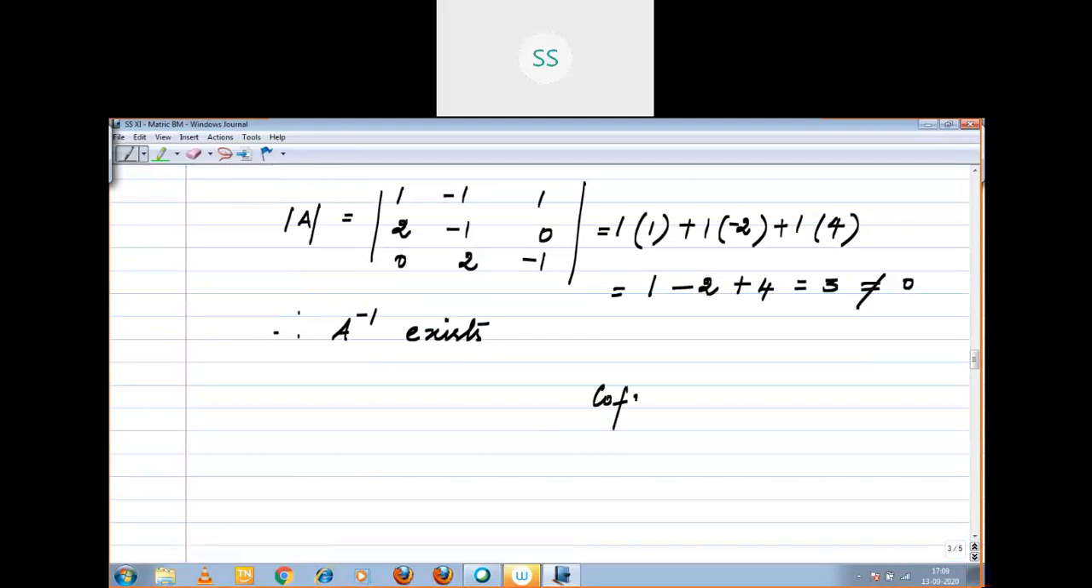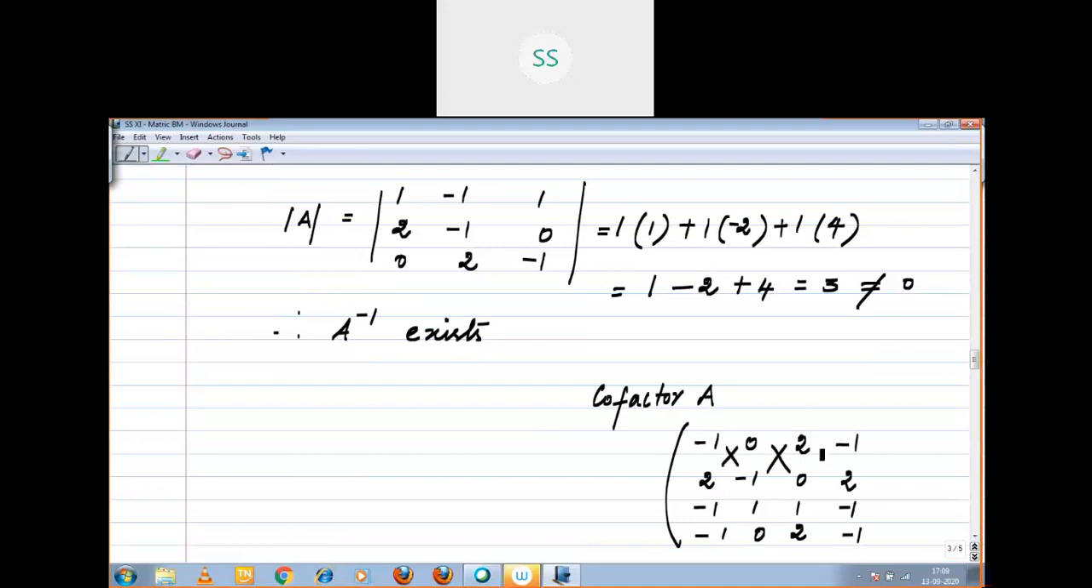Now the cofactor of A. Next step we need the adjoint, right? Cofactor of A. Center element: minus 1, 2, minus 1, minus 1. Move towards left: 0, minus 1, 1, 0. Move towards right first, then towards left: 2, 0, 1, 2. The same first column entry. Got it? Main diagonal minus sub diagonal. Main diagonal minus sub diagonal.